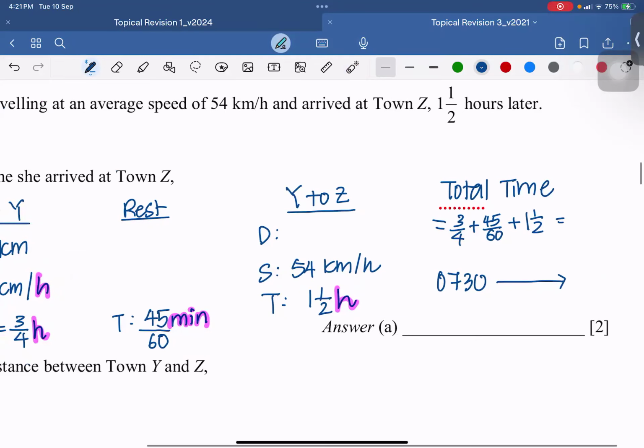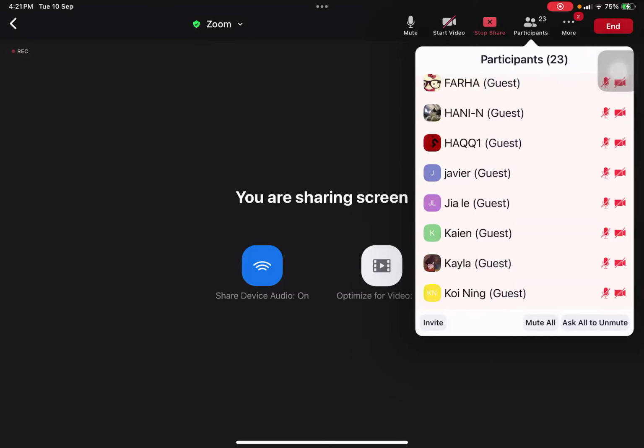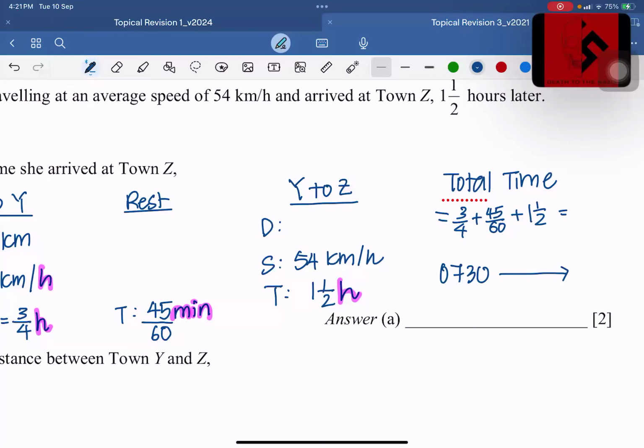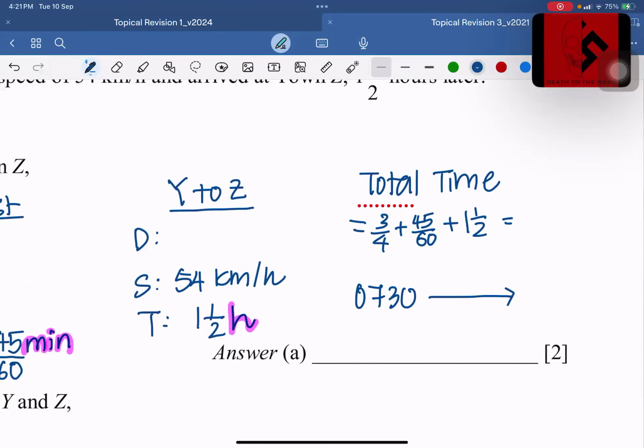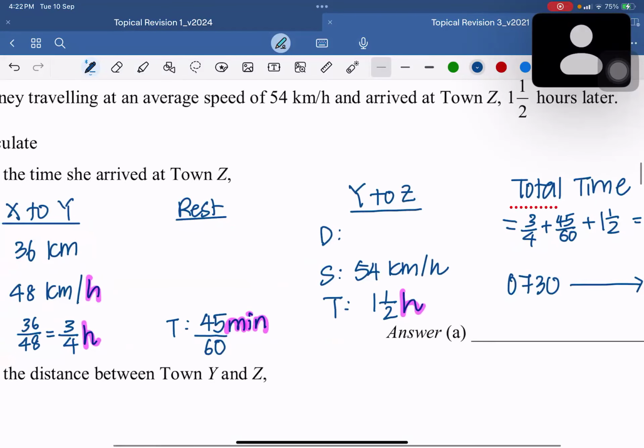Next person. Wait, let me find somebody with a letter L. Jia-le, what is the total time in hours? 2 hours 15 minutes. 2 hours 15 minutes, confirm? You sure? Did you add the rest timing? There's 45 minutes of rest.